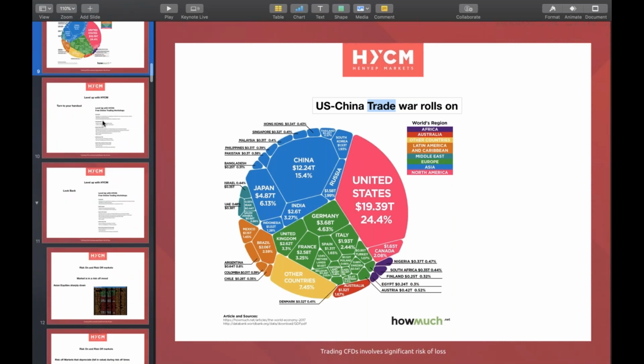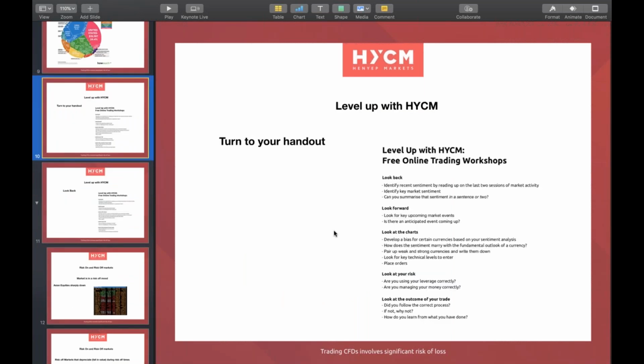So turning to your handout, let's start drilling into some present detail so we can start putting some of the fundamentals into practice in our trading, okay? The first thing we're going to do is look back. What we're trying to do is identify recent sentiment by reading up on the last 2 sessions of market activity, get the key market sentiment, and try to summarize that sentiment in a sentence or two.